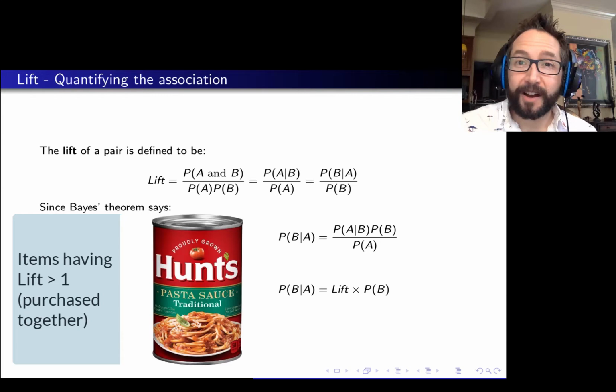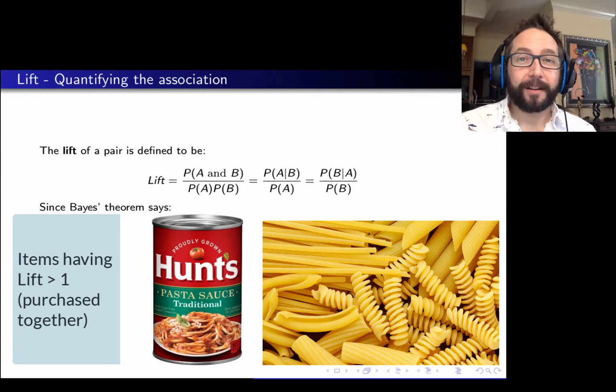Well, spaghetti sauce and dry pasta. Those two items probably appear together in carts much more often because there's an association between them than if shoppers were just picking those two items independently of one another at random.